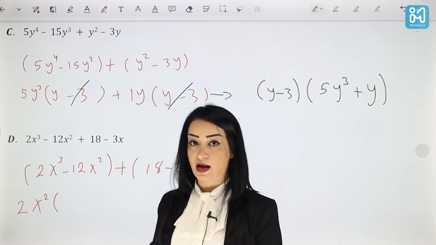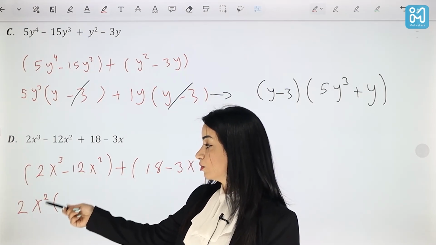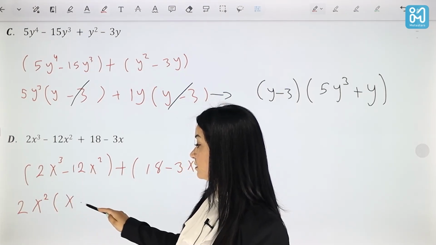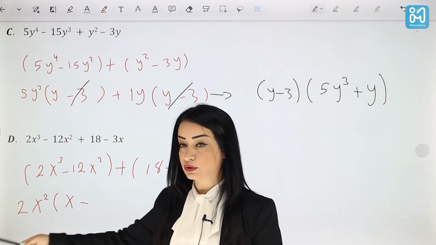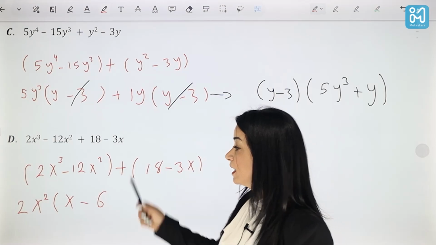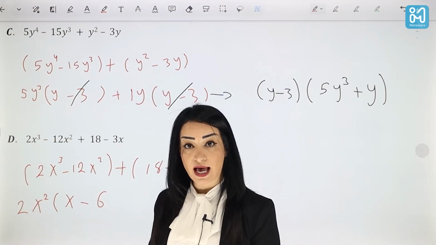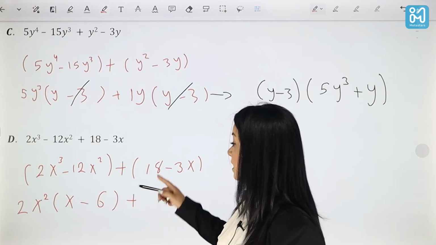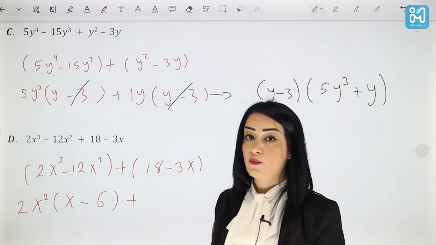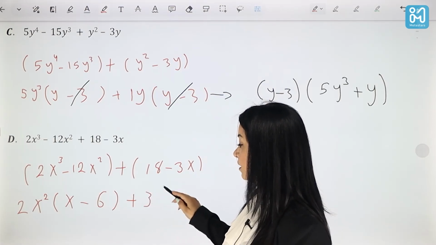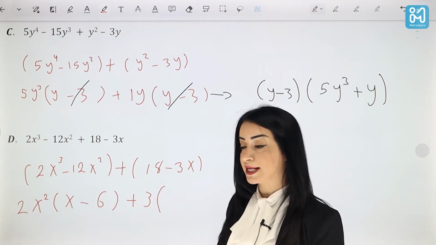Open the parentheses. 2, I took it out as a common factor. x cubic, I took x squared, so I have left x. Then minus. 12, I took 2, so 2 times 6 is equal to 12. Then x squared, I already took it out as a common factor, so I close it, plus. Now 18 and 3. What is the common factor between 18 and 3? It's a 3 outside. So 3 times what is equal to 18?